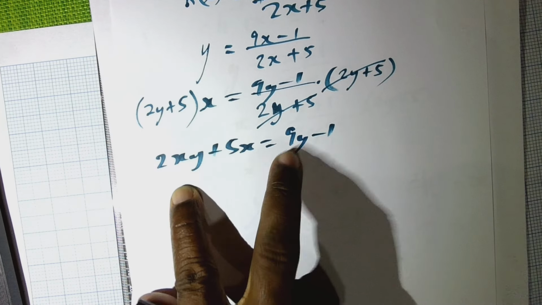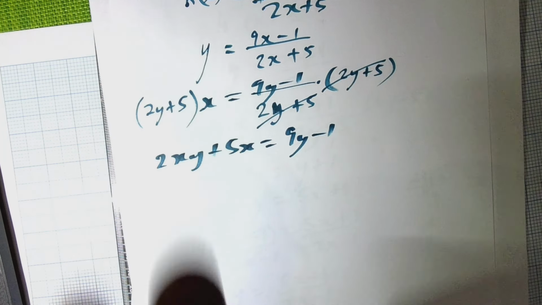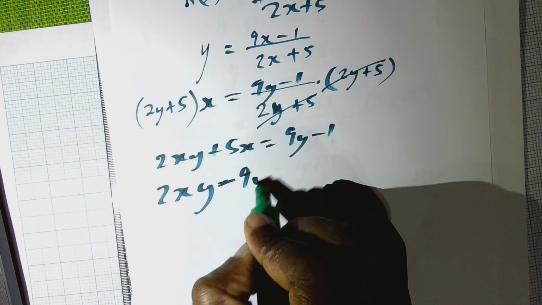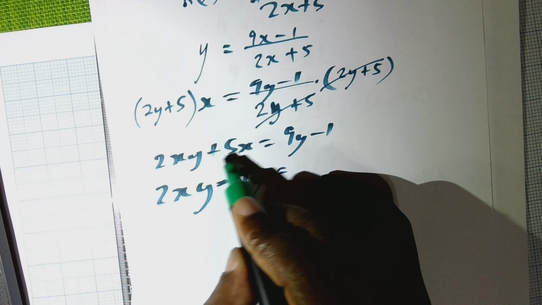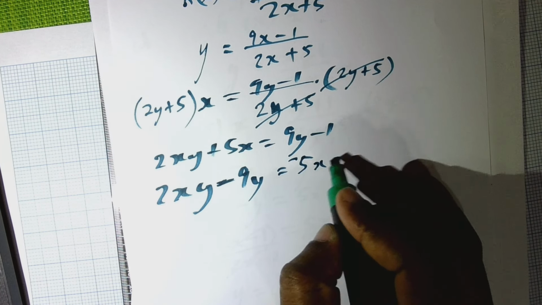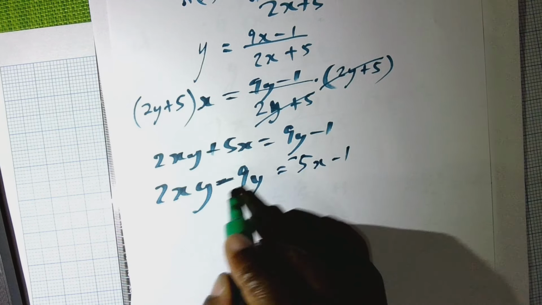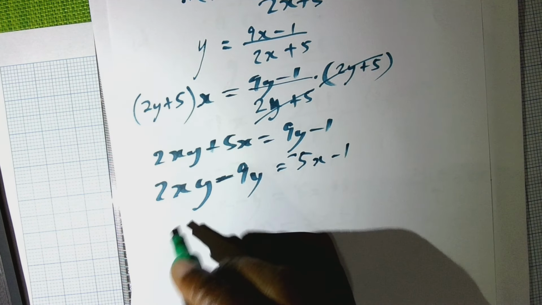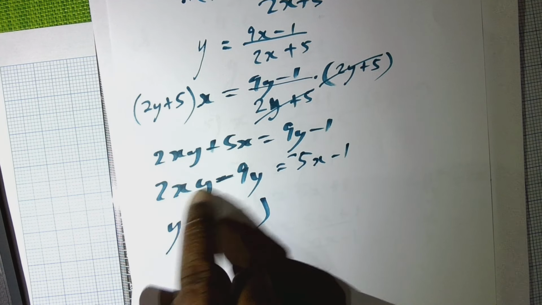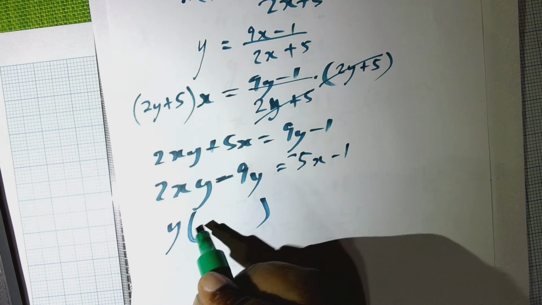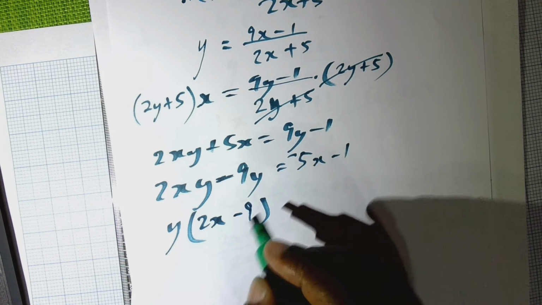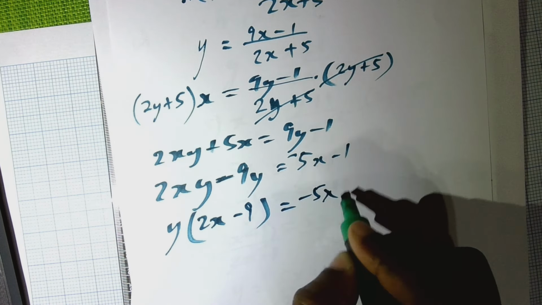We want the y terms to come together, so we're going to transpose this 9y over to the other side. And then we're going to transpose this 5x over to the other side, but it will become negative though. We're going to actually factor out y. So to factor out y, we're going to divide this 2xy by y. If we divide this by y, the y cancels y, leaving us with 2x. Divide this by the y, gives us 9. We're left with negative 5x minus 1.